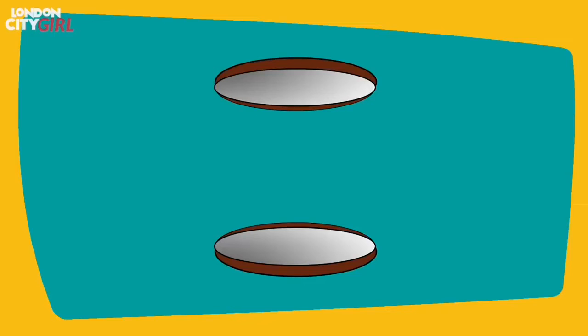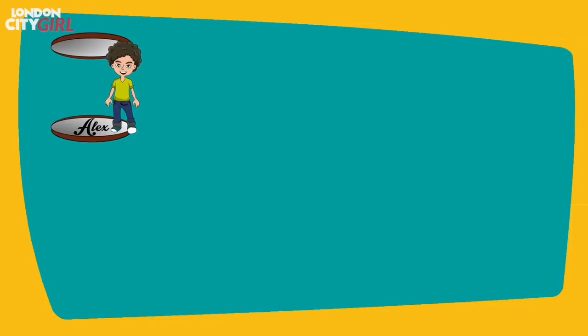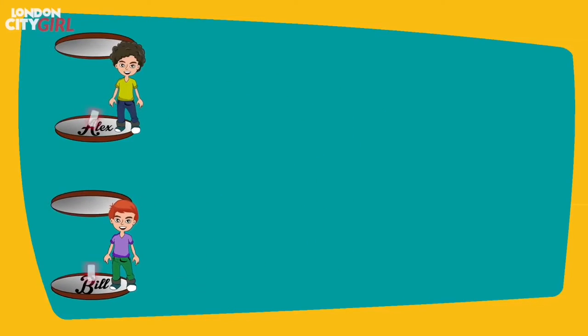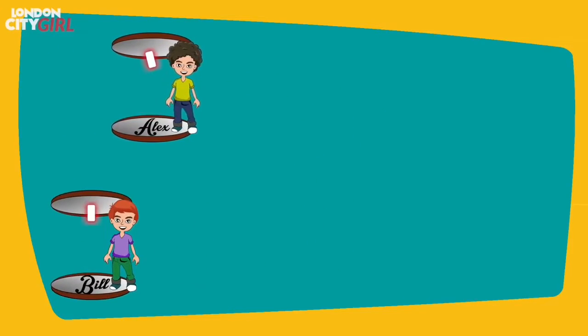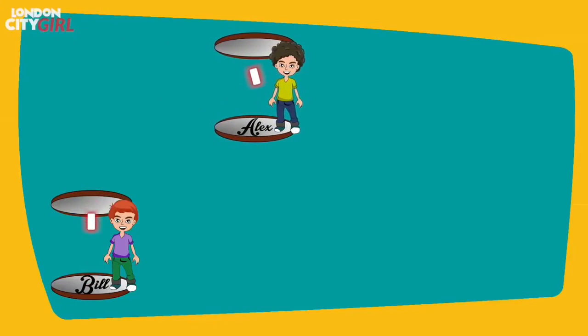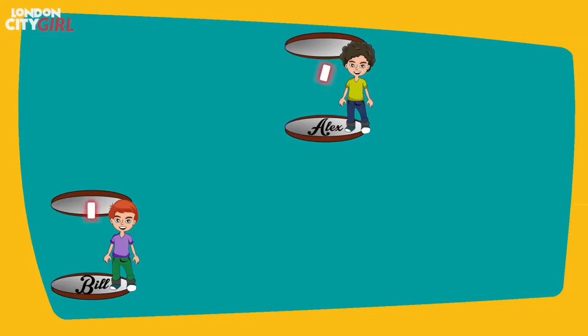Now, let's put a couple of people into this scenario. Meet Alex. He sits inside the moving set of mirrors, and Bill sits inside the stationary set of mirrors. The speed of light must be the same for both Alex and Bill, and their light beams must hit the bottom mirror after the same amount of time has passed. But, as Alex's light beam is covering a longer distance, how is that possible?